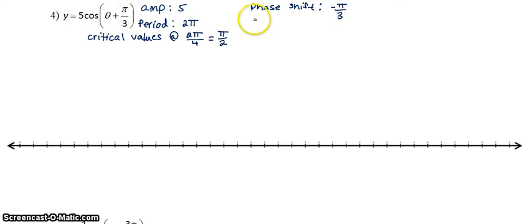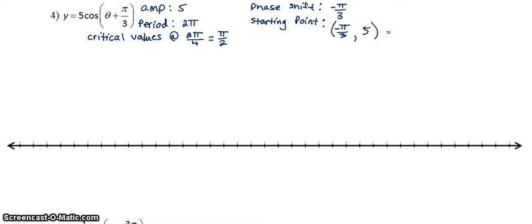Okay, and then I want to find my starting point. So my starting point is going to be the point negative pi over 3. And it's cosine, so we're thinking, okay, what's the value of cosine at the very beginning of my graph? So when theta is equal to 0. So if this whole input is 0, then the cosine of 0 is 1. And then I'm going to multiply it by 5. So it's going to be negative pi over 3 comma 5 is where I'm starting.